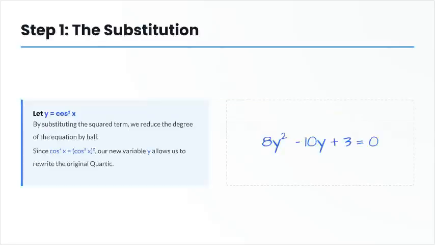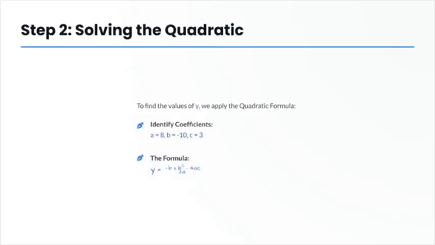Step 1 is the substitution. We let y equals cos squared x. This reduces the degree of the equation by half, rewriting the original quartic as the quadratic equation 8y squared minus 10y plus 3 equals 0. Step 2 involves solving the quadratic equation to find the values of y.